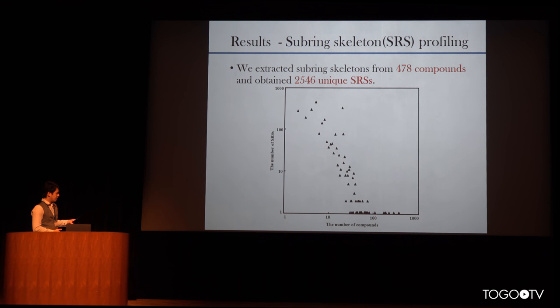It is interesting that there is no unique Subring skeleton in the 468 compounds. That is, there is no Subring skeleton defined by a single compound. All Subring skeletons correspond to multiple alkaloid compounds, thus individual alkaloid compounds are related with each other by shared Subring skeletons.